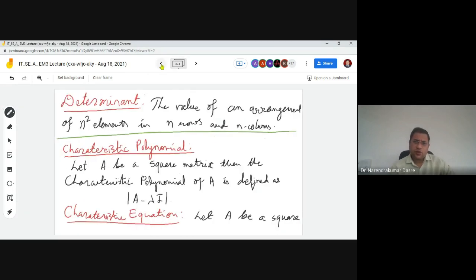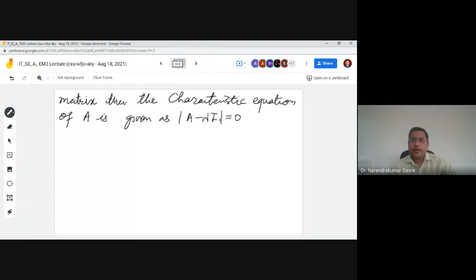So see the difference. Here we have only a polynomial. Determinant of A minus lambda I is a polynomial, whatever the value of this determinant is. But when I equate this polynomial equal to 0, then it becomes an equation. So this is the characteristic equation.